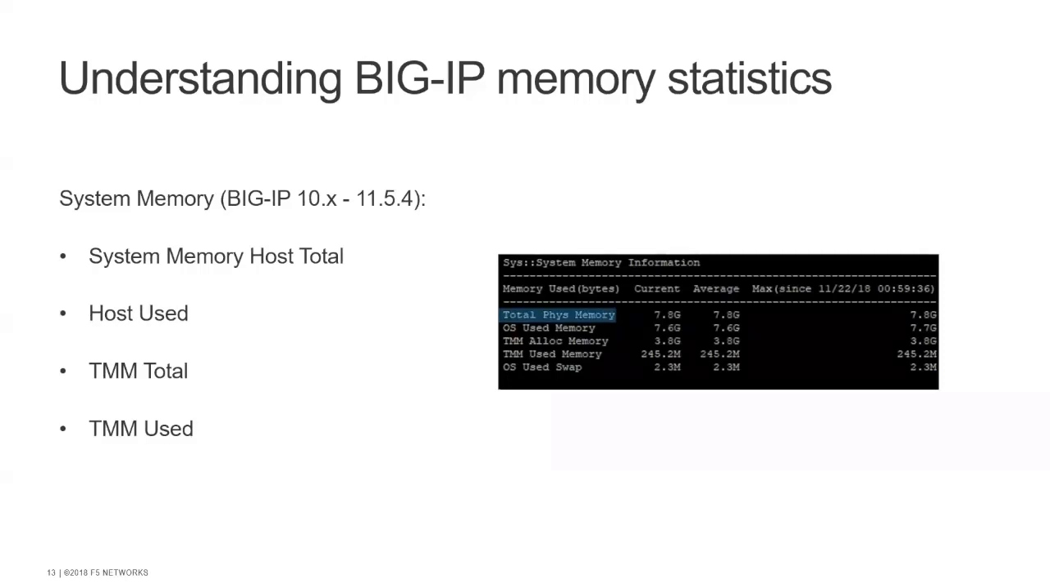The host total is the amount of memory available to the Linux or non-TMM processes. The host use is the amount of memory in use by the Linux or non-TMM processes. The TMM allocation memory is the amount of memory available to TMM processes. And TMM use is the amount of memory in use by the TMM processes for traffic management.